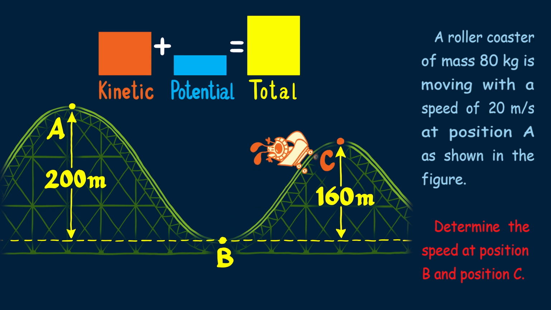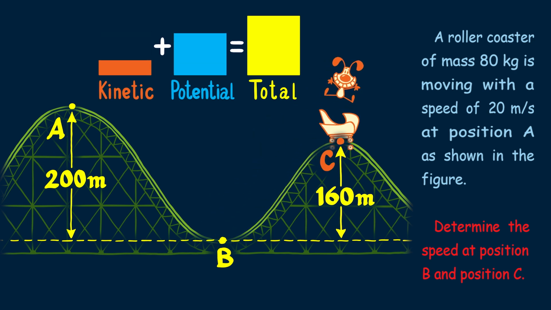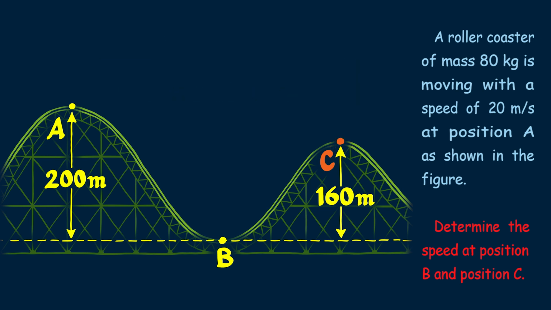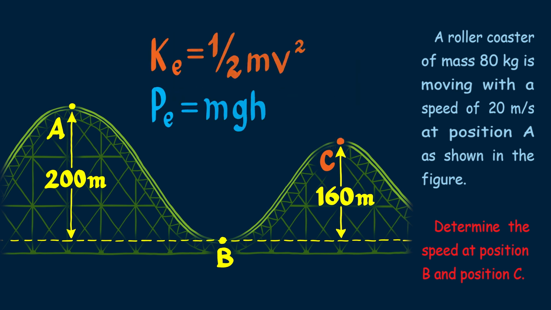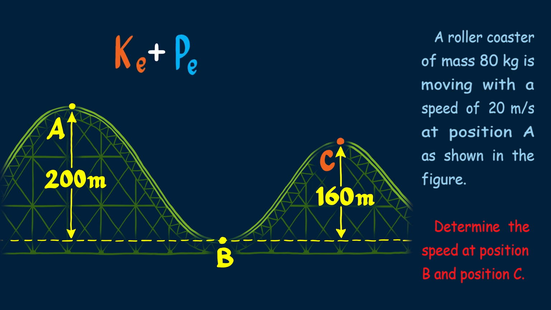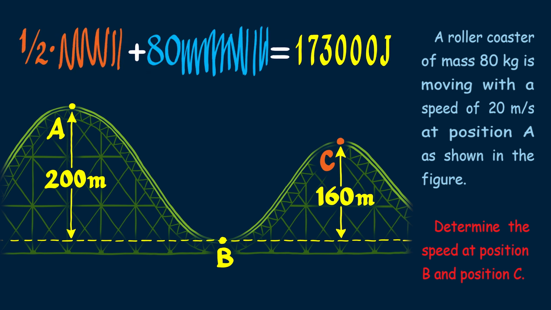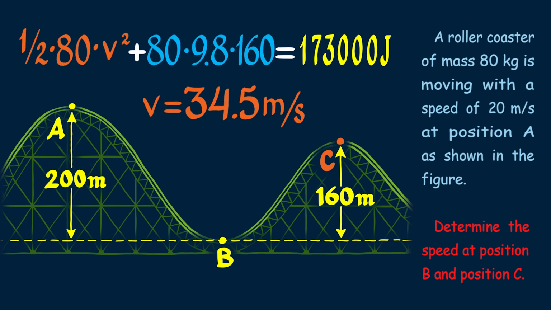Now looking at point C, when the roller coaster has regained some height, this means that some of the kinetic energy will shift back to potential energy. Writing out our expressions for kinetic and potential energy, we will add them together and again set them equal to the total energy at point A. All that's left to do now is a little algebra, and you'll see that the velocity at point C is 34.5 meters per second. And there you have it.